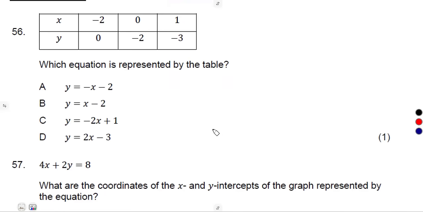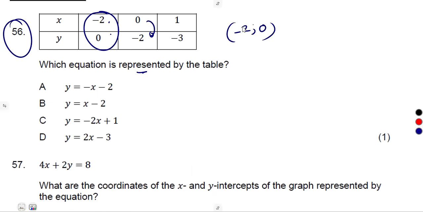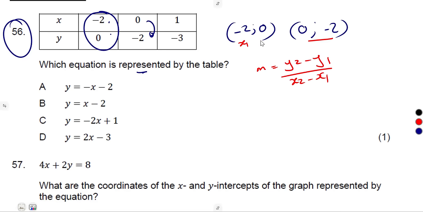On question 56, which equation is represented? They gave us points. So it is just like the previous question. It's a point, minus 2, 0. It's a point, 0, minus 2. And it is the y-intercept. So we just need the gradient and to know our y-intercept. So m, the change in y over the change in x: y2 minus y1, over x2 minus x1. So x1, y1, x2, y2.